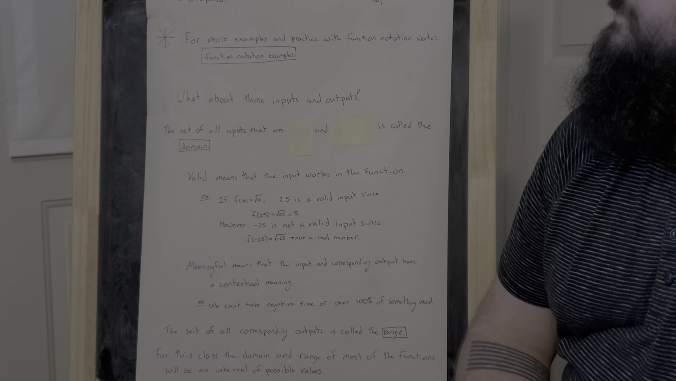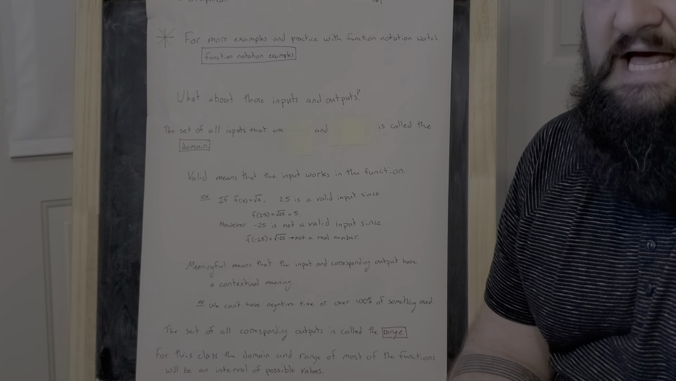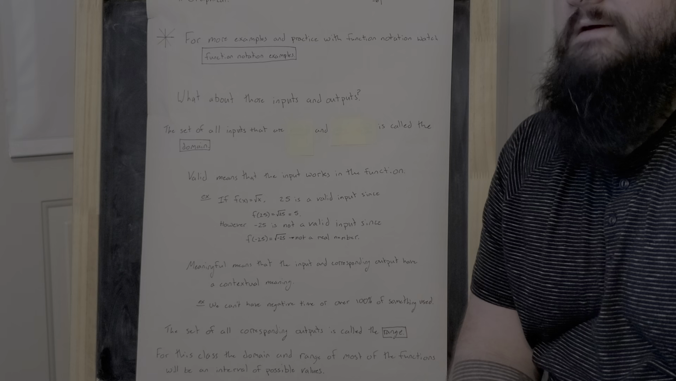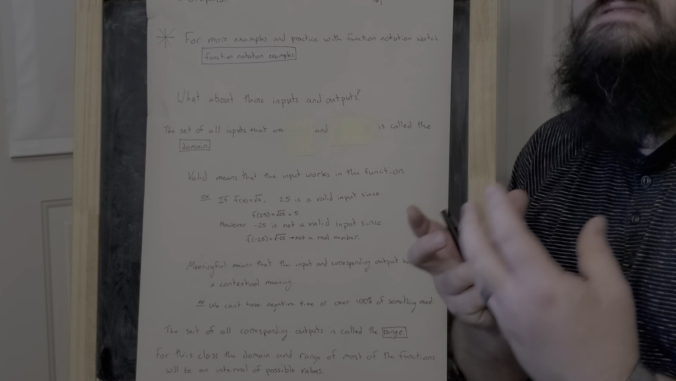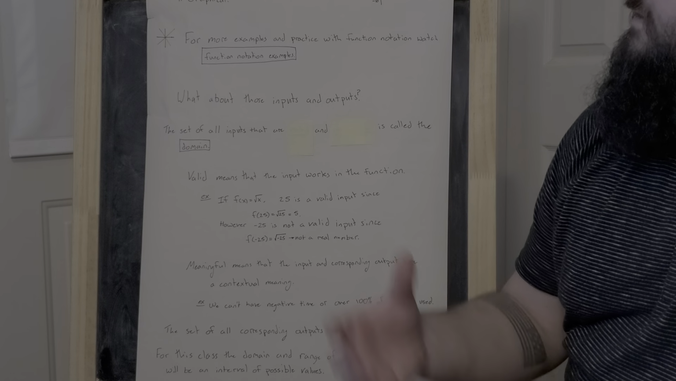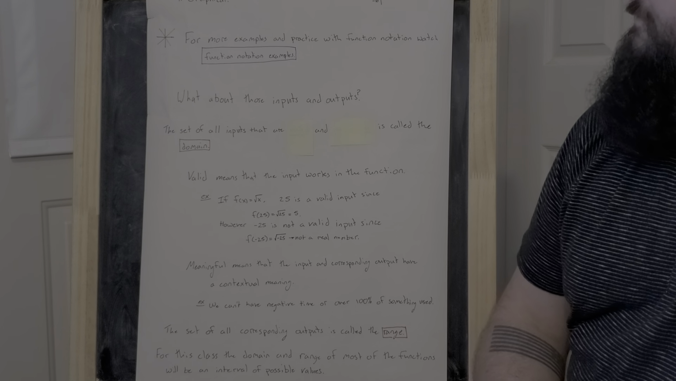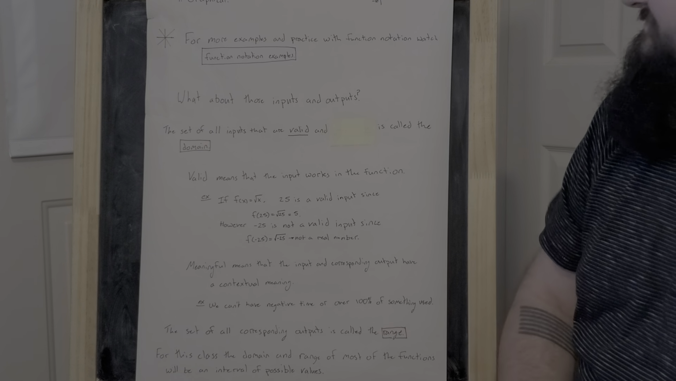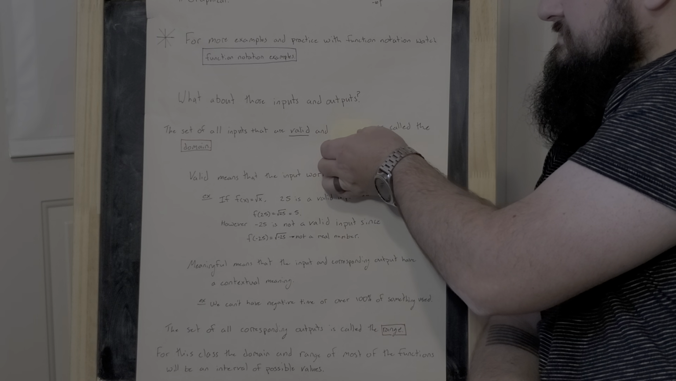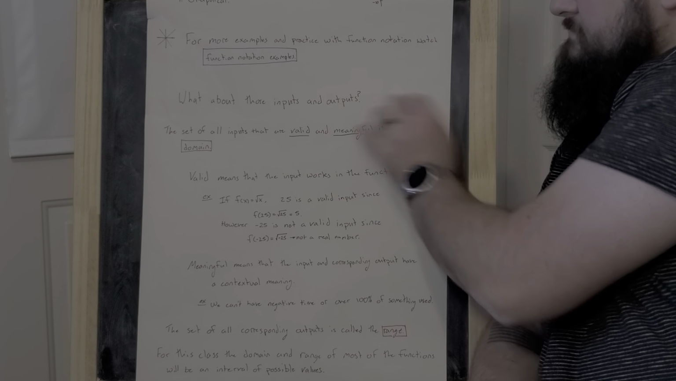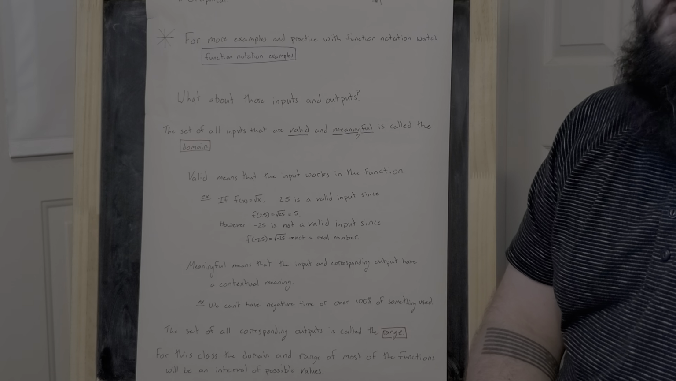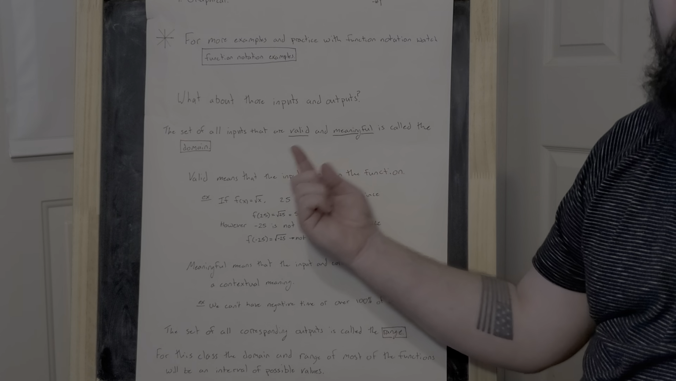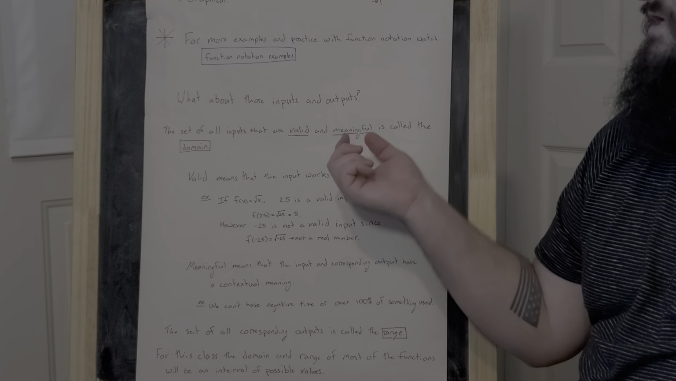Cool. So we've defined a function as any relation such that for every input, there's exactly one output. Okay. Now we want to be able to talk about those inputs and outputs in a little more concise manner. And the way we do that is we define some different terms. So we say that the set of all inputs that are valid and meaningful is called the domain. So those two words, valid and meaningful. Every input has to satisfy both of these two conditions to be a part of the domain.